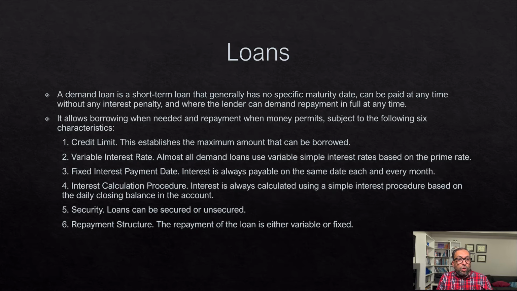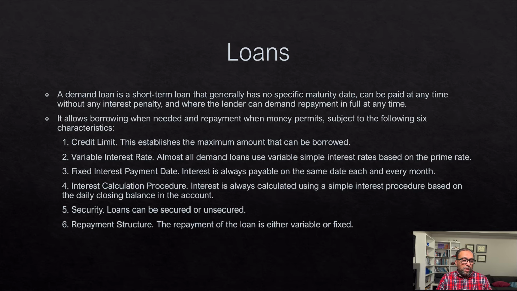Now we see also the loans. A demand loan is a short-term loan that generally has no specific maturity, can be paid at any time without any interest penalty, and where the lender can demand payment in full at any time. It allows borrowing when needed and repayment when money permits, subject to the following 6 characteristics. There is some limit, what we call a credit limit, for these demand loans. Variable interest rates: interest rate varies according to the benchmark rate.